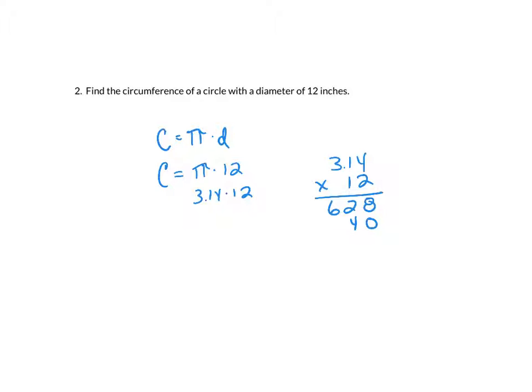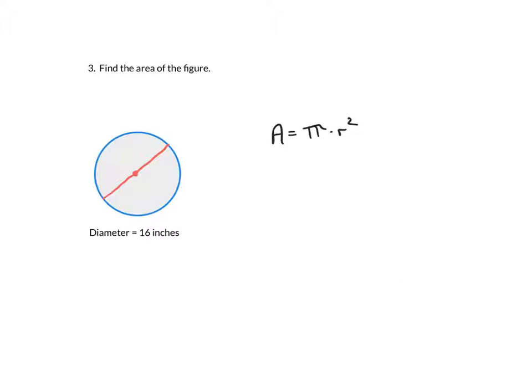4 times 1 gives me 4. 1 times 1 gives me 1. 3 times 1 gives me 3. I add all those together, I get 3768. And once again, I have two numbers after the decimal point in the problem. I need two numbers after the decimal point in the answer. The final answer is 37.68. And once again, I have to label it. It's going to be labeled as inches.